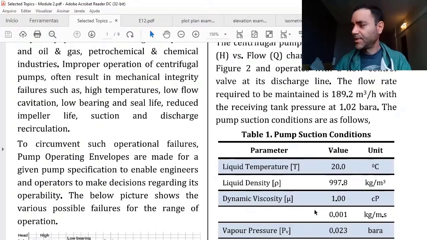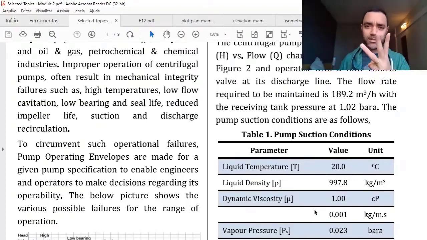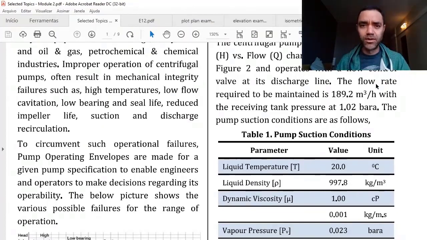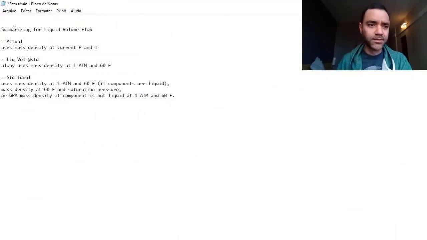In Aspen Hysys, we have three kinds of flow or volume flow. I got this from a post that I did in my process Telegram channel also, okay? So you can search there for more comments. The first one is talking about liquid volume flow. You have the actual liquid volume flow.